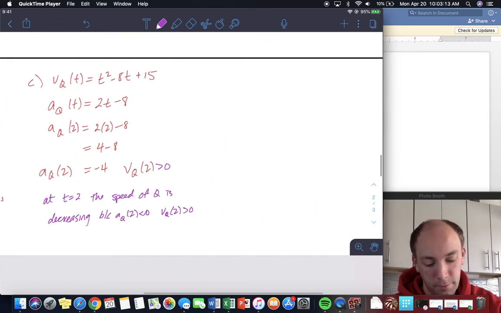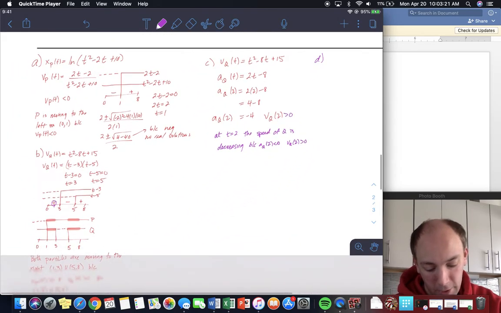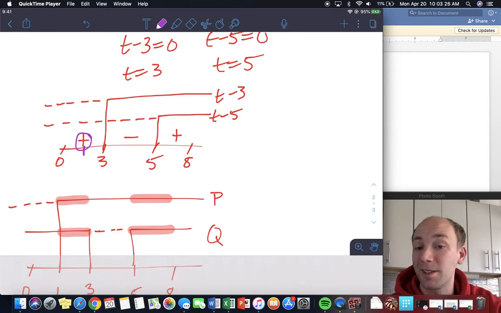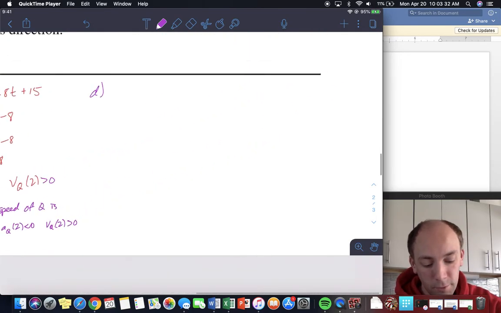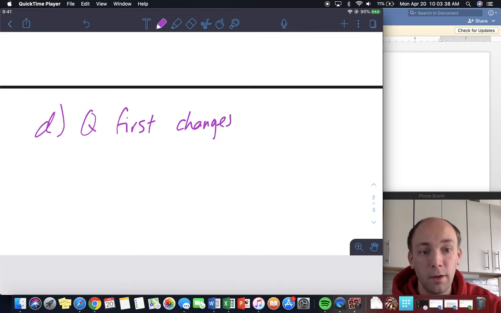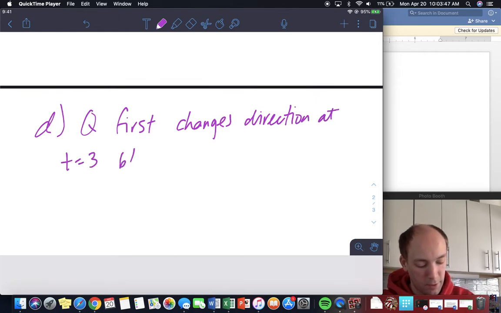Okay. Part D. Find the position of particle Q the first time it changes direction. So if we go back to part B, the first time it changes direction would be the first time it changes sign. Okay? And that would be at t equals 3. So I would say Q first changes direction at t equals 3 because the velocity changes sign.